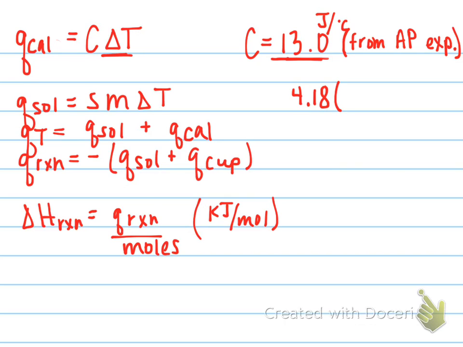So we'll use 4.18 times the mass. You need to add your masses together, the mass of the water and the mass of the solid you added in. So it should be somewhere around 105, hopefully, times delta T. Most of you said your delta T for calcium chloride was around 1.5. You're going to put in your value for that. Don't put in my values, put in your values. 105 is from the mass of your water plus the mass of your calcium chloride.